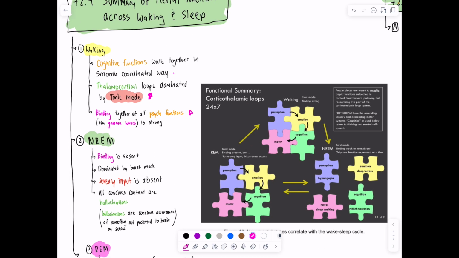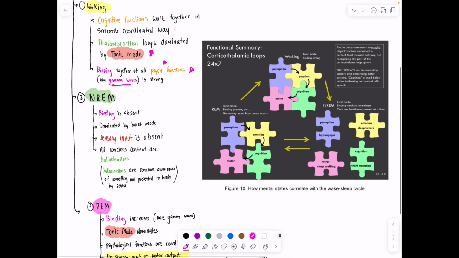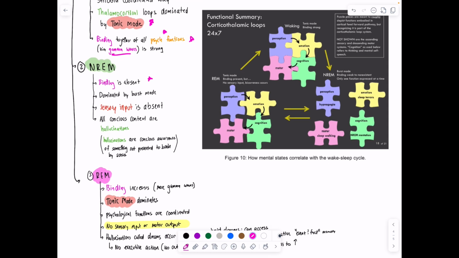Then during waking, we have binding together to form our quote-unquote consciousness of all psychological functions via gamma waves. Binding is very strong during waking. Non-REM binding is absent. It's dominated by burst mode. Sensory input is absent. All content and consciousness is hallucinations. And what are hallucinations? They're conscious awareness of something not presented to the brain by the senses.